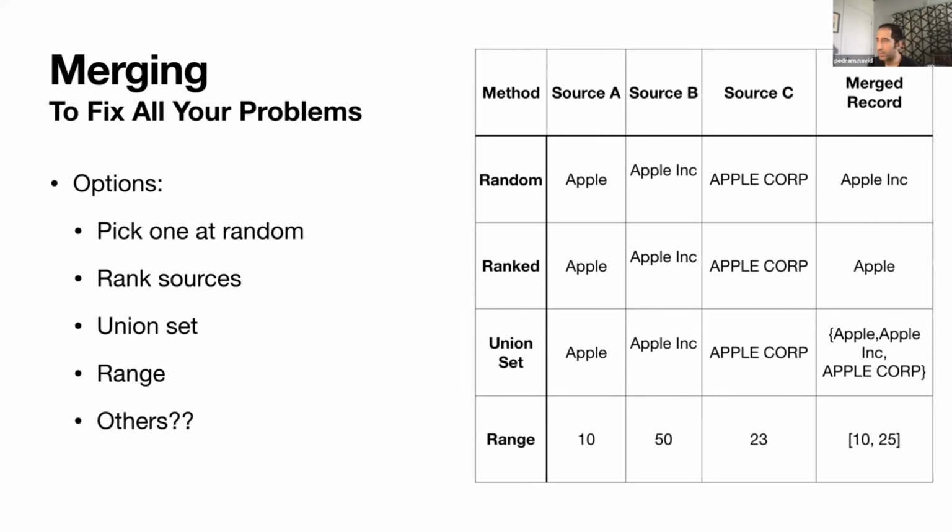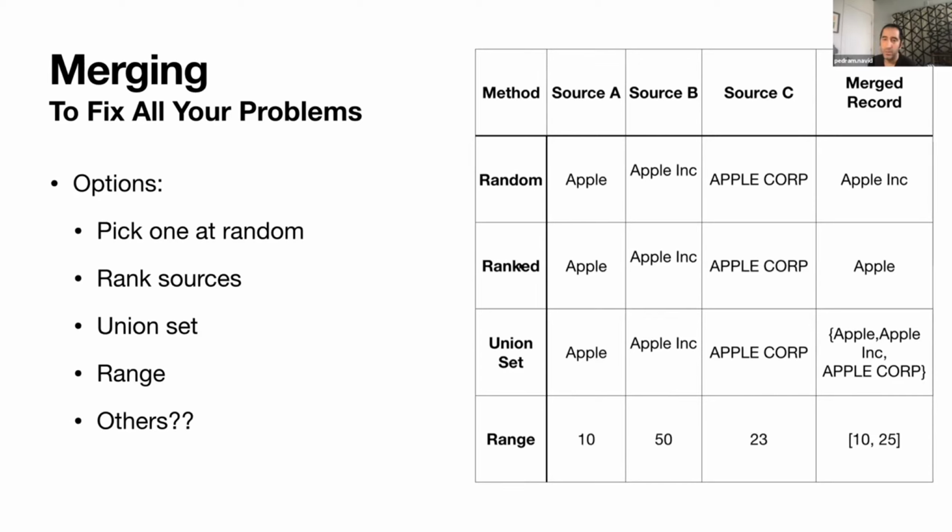You can do a range on numbers, which is sometimes helpful. And there are many other ways to merge your data. Check the book. They're all in there. So if you're picking one at random, you're just saying, all right, whatever, just give me one. I don't care. And that could be fine for certain fields.